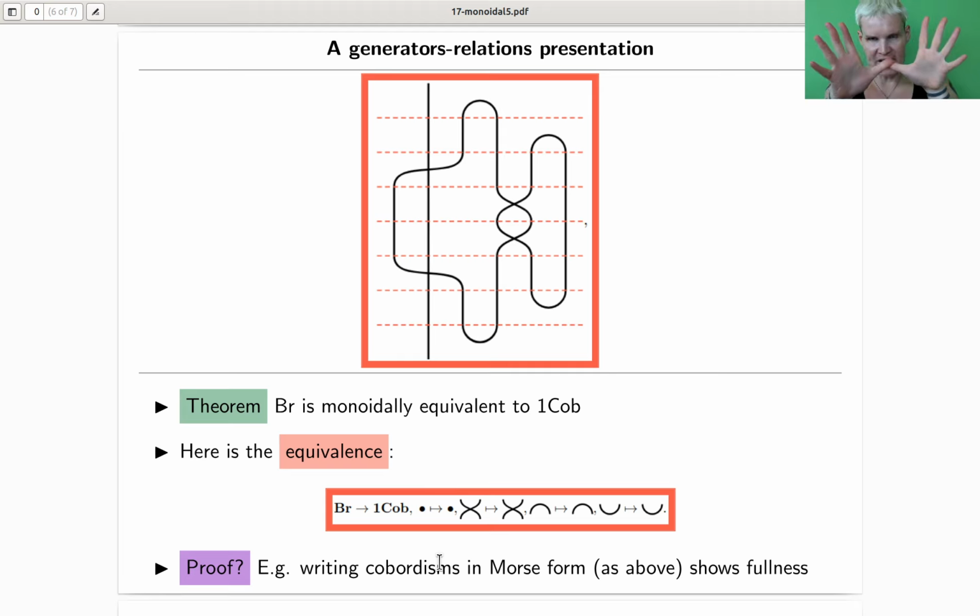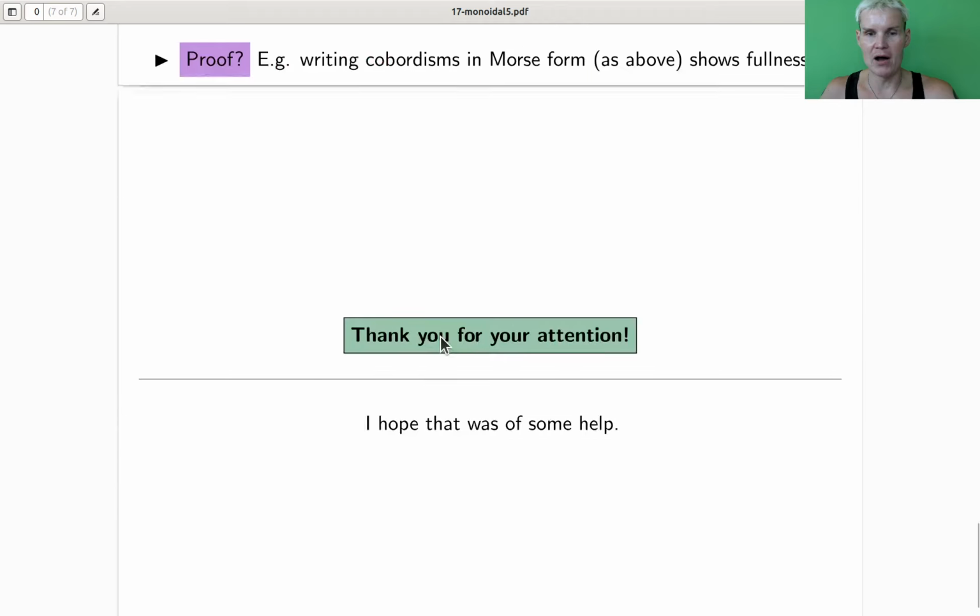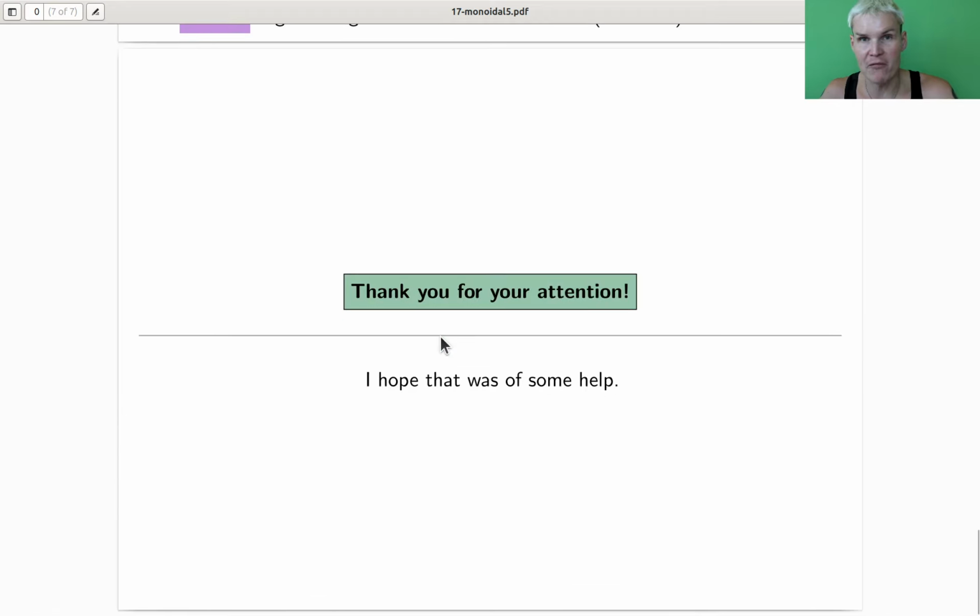And I think this is really cool. So we have a generators and relations description, an abstract description, a brick-type wall description of a topological category, right? So this is pretty good. And we have lots of examples along some of the same type of flavor.